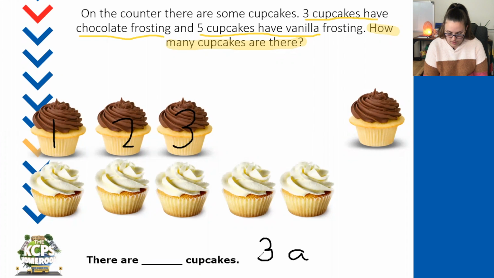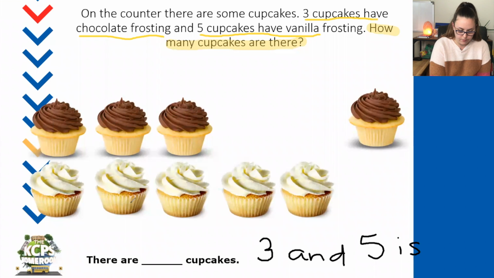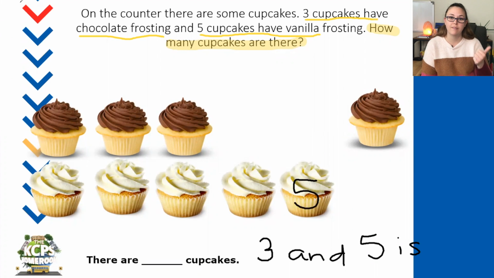And how many vanilla frosted cupcakes do you see on your screen? I count 1, 2, 3, 4, 5. So 3 and 5 is how many? How many cupcakes do you see in all? Can you count them? Let's start from the bottom. So we know there are 5 vanilla frosted cupcakes. So 5, count on with me. 5, 6, 7, 8. That means that there are 8 total cupcakes. 3 and 5 is 8.